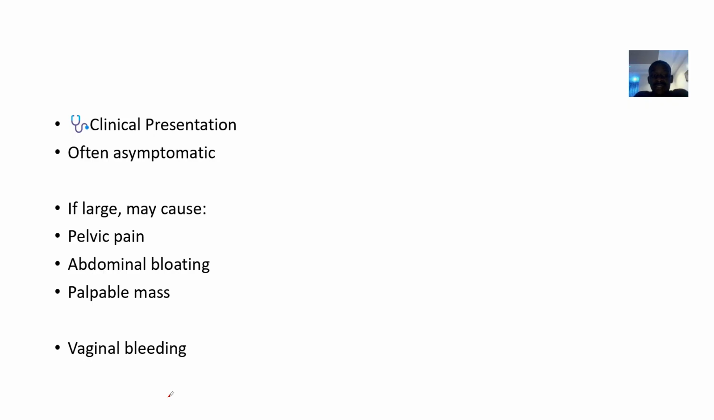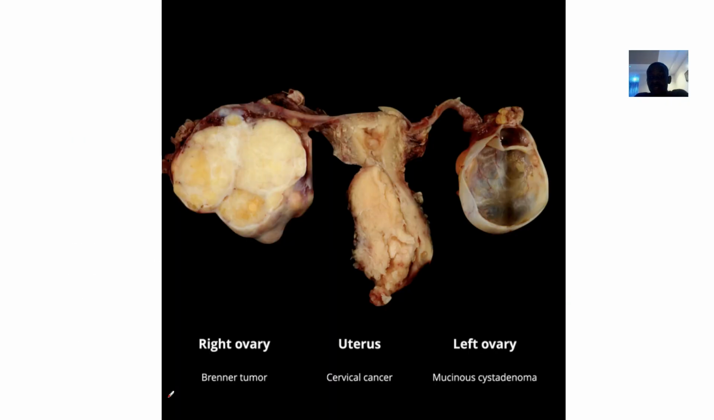So clinical presentation. If at all a patient will complain about this, what would they complain about? So pelvic pain, abdominal bloating, a palpable mass, vaginal bleeding. These are the common complaints that they'll complain about. So you can see this is a Brenner tumor. Alright, a Brenner tumor on this other side.